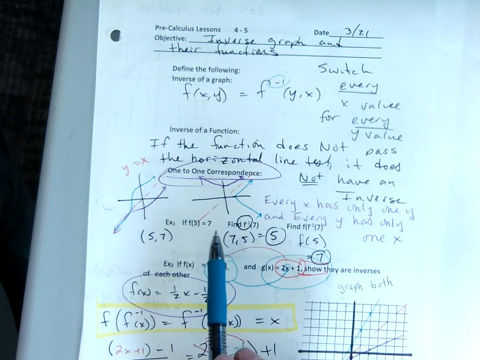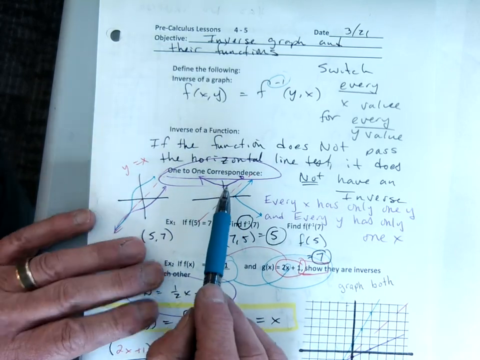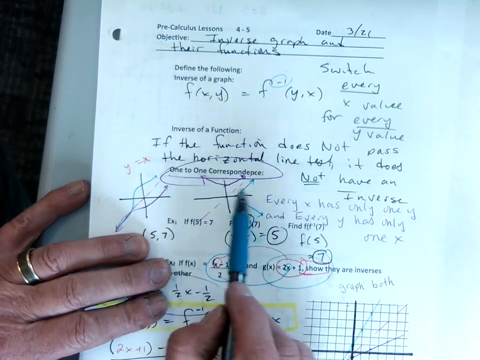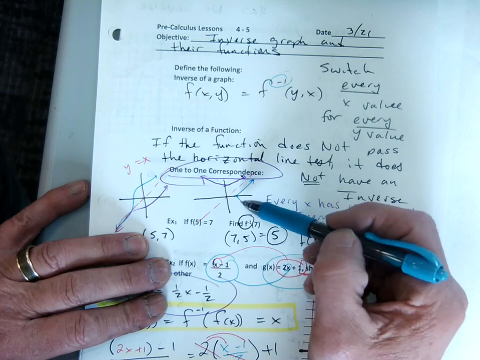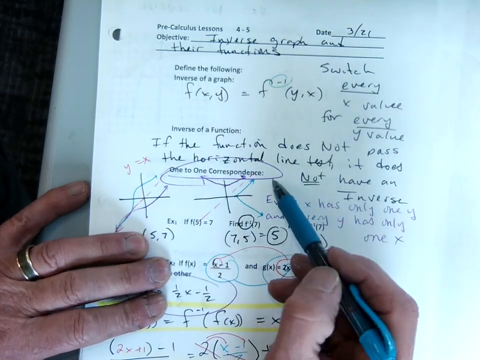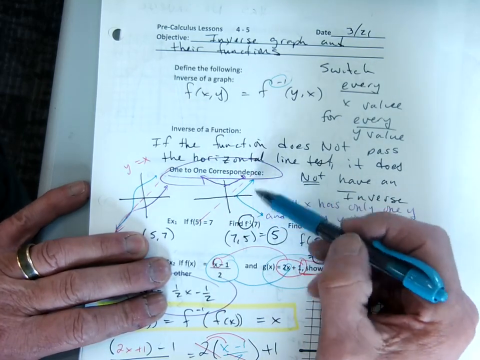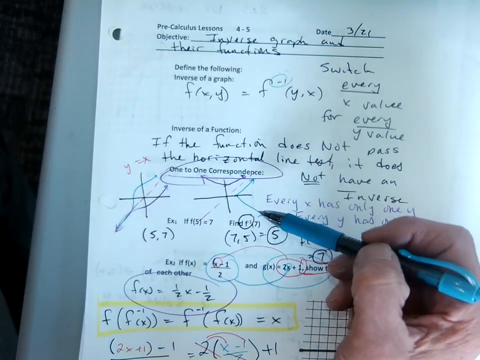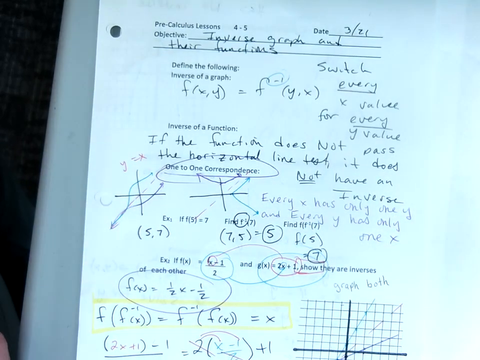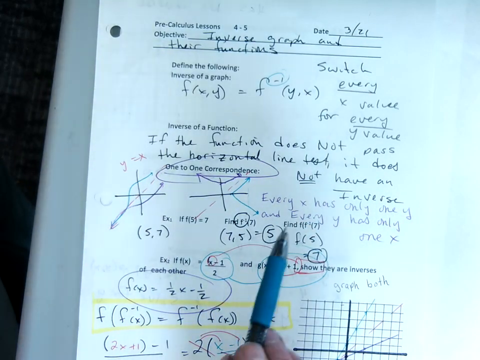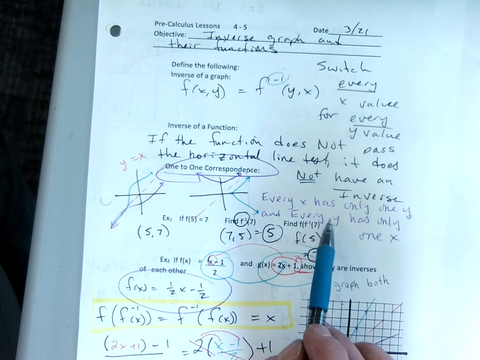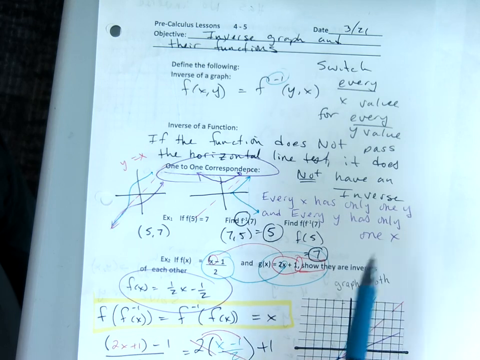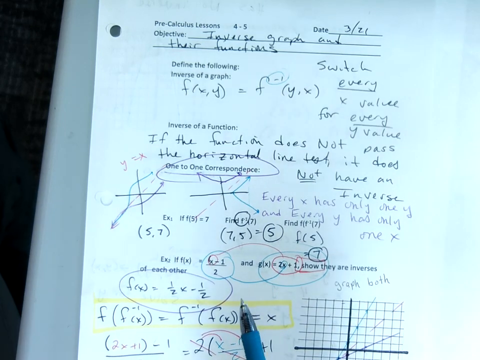And we said one of the easy ways is called the horizontal line test. If the original fails a horizontal line test, then the inverse will fail a vertical line test. So therefore, it does not have an inverse. We talk about this thing called one-to-one correspondence, where every x has only one y, and every y has only one x, okay? All right, then, if that's the case, we looked at these examples.